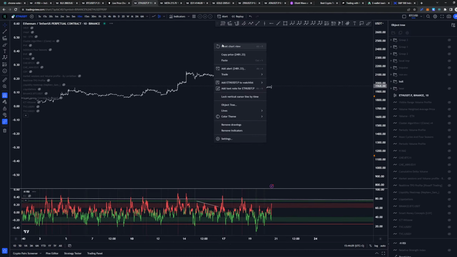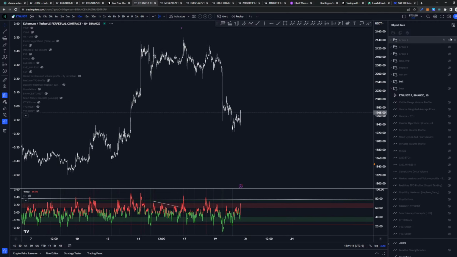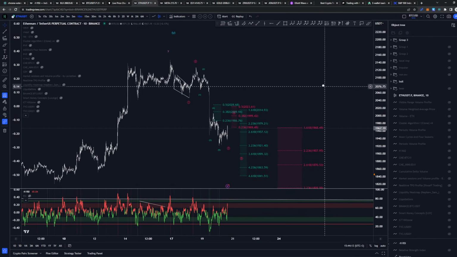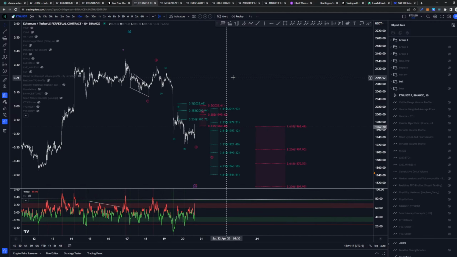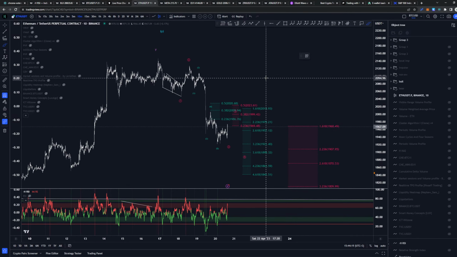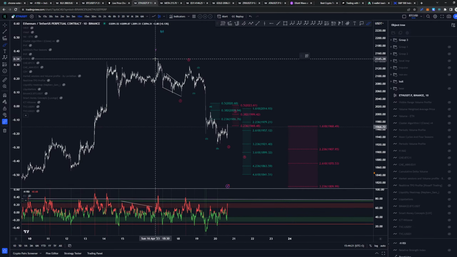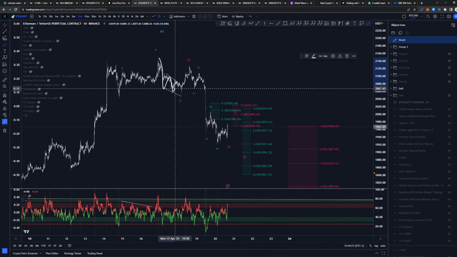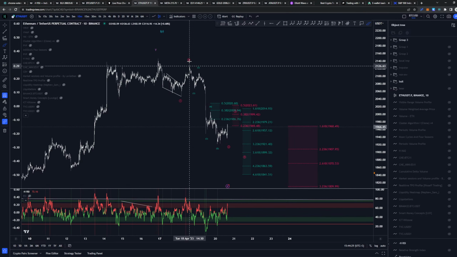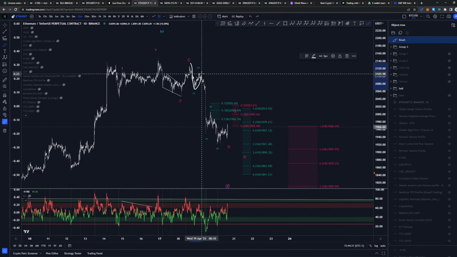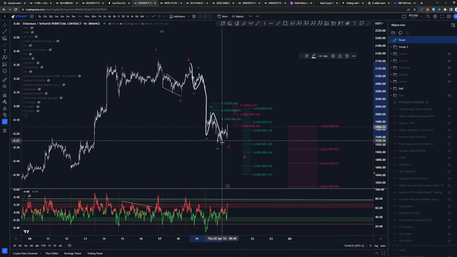Let's check out the local structures here. ETH is a bit better than Bitcoin, in my opinion. This is somewhat more clear, in my opinion. 1, 2, 3, 4, 5. Kind of ugly diagonal, but sometimes they just are like that. And then wave 2, 1, 2, massive 3, 4, and 5.